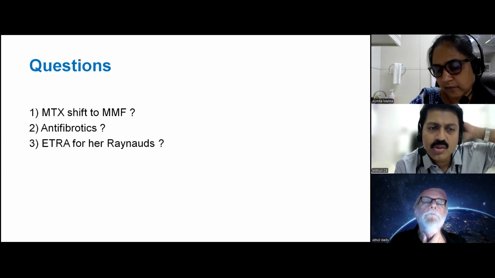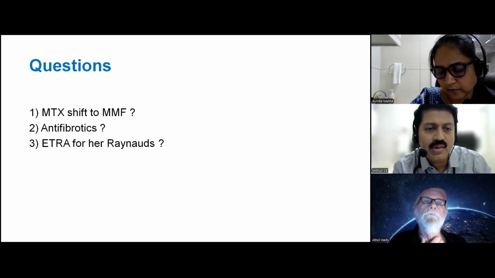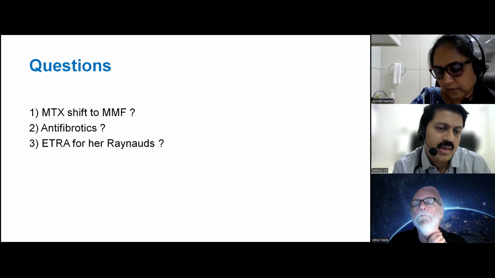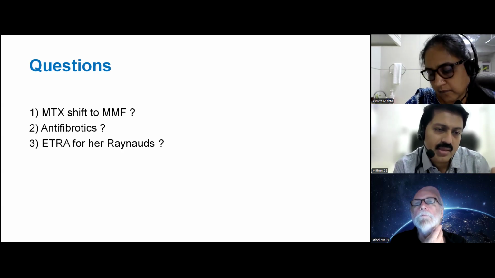And rituximab is a good choice in these type of cases. Right. But whether to increase the steroids also for the initial benefit, that also needs to be considered. Actually, her SLE disease activity needs to be reassessed. Like, what are her systemic symptoms?